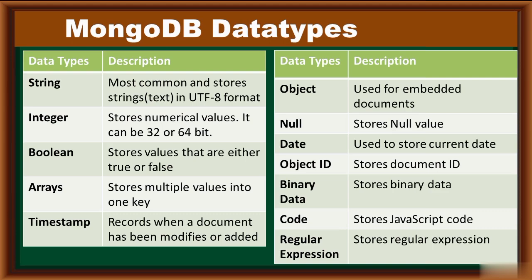We've got the binary data type. This is used to store binary data. We've got the code data type. This is used to store JavaScript code into the document. Next, we've got the regular expression. This data type is used to store regular expressions. So these are some of the basic data types that are used in MongoDB.